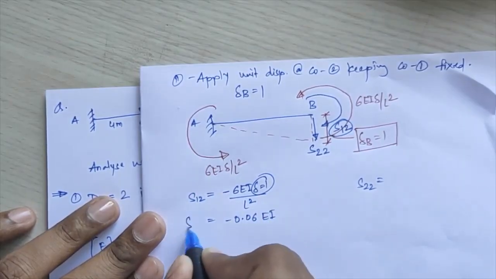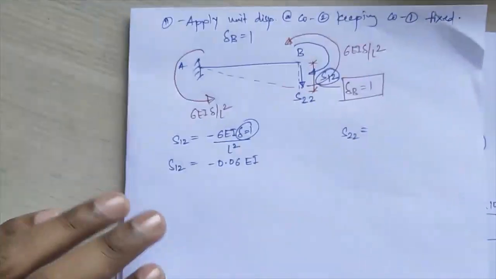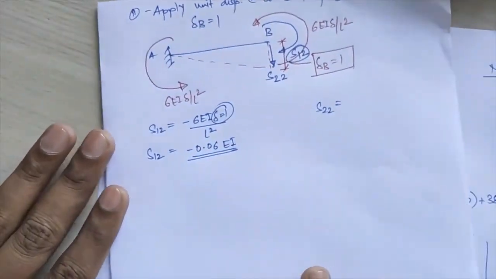Check whether you are getting this equal to S of 21 or not. S of 21 I have got equal to minus 0.06. Yes, it is coming same. So this is S of 1 2.